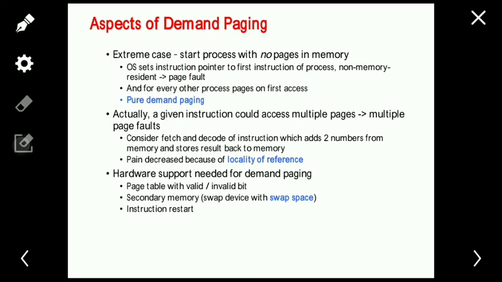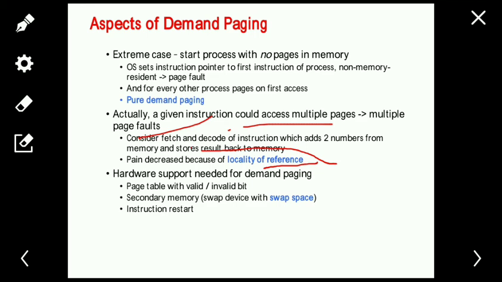So actually a given instruction could access multiple pages, so multiple page faults may occur. Consider the fetch and decode of an instruction which adds two numbers from the memory and stores the result back to the main memory. The pain decreases because of the locality of reference. So we are considering the fetch and decode of an instruction that adds two numbers from the memory and stores the result to the main memory.